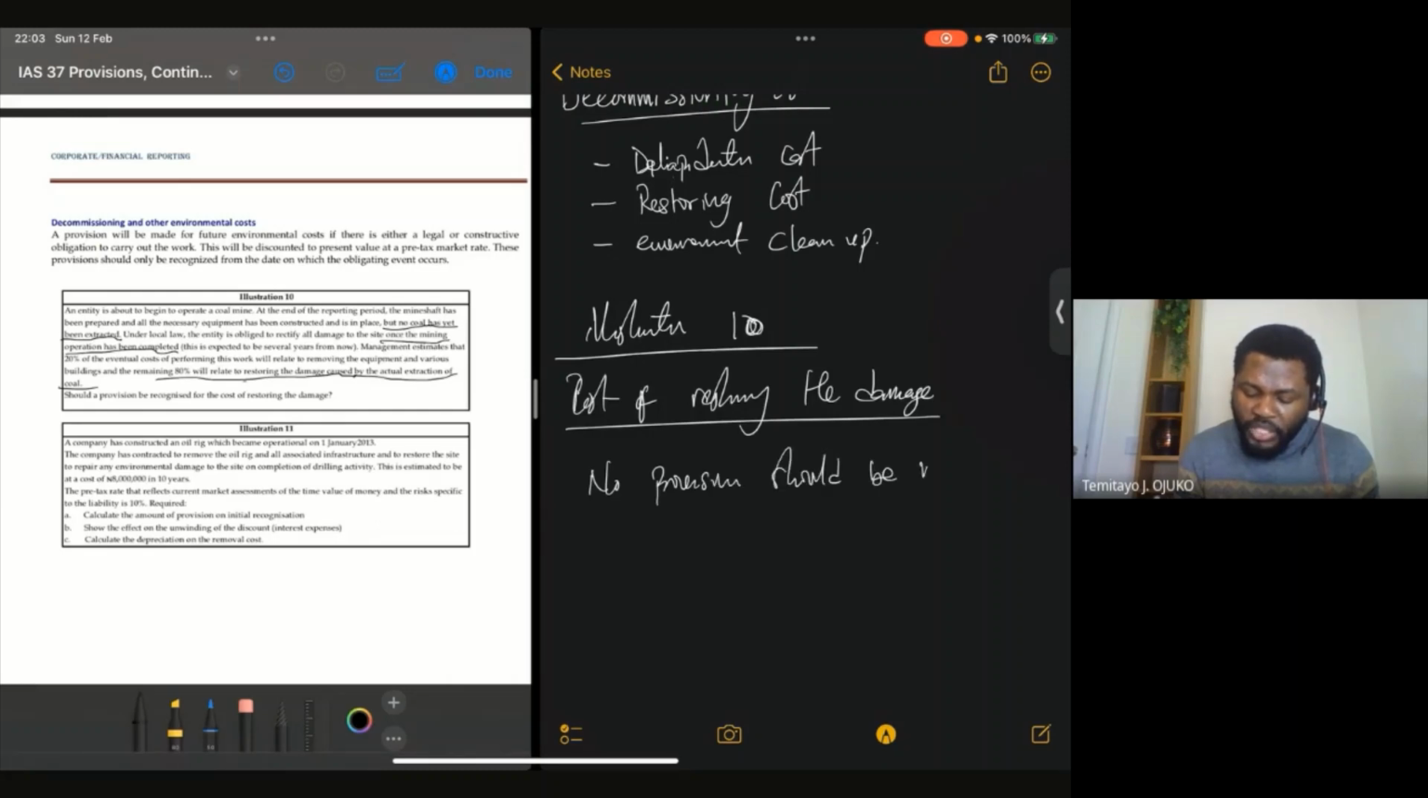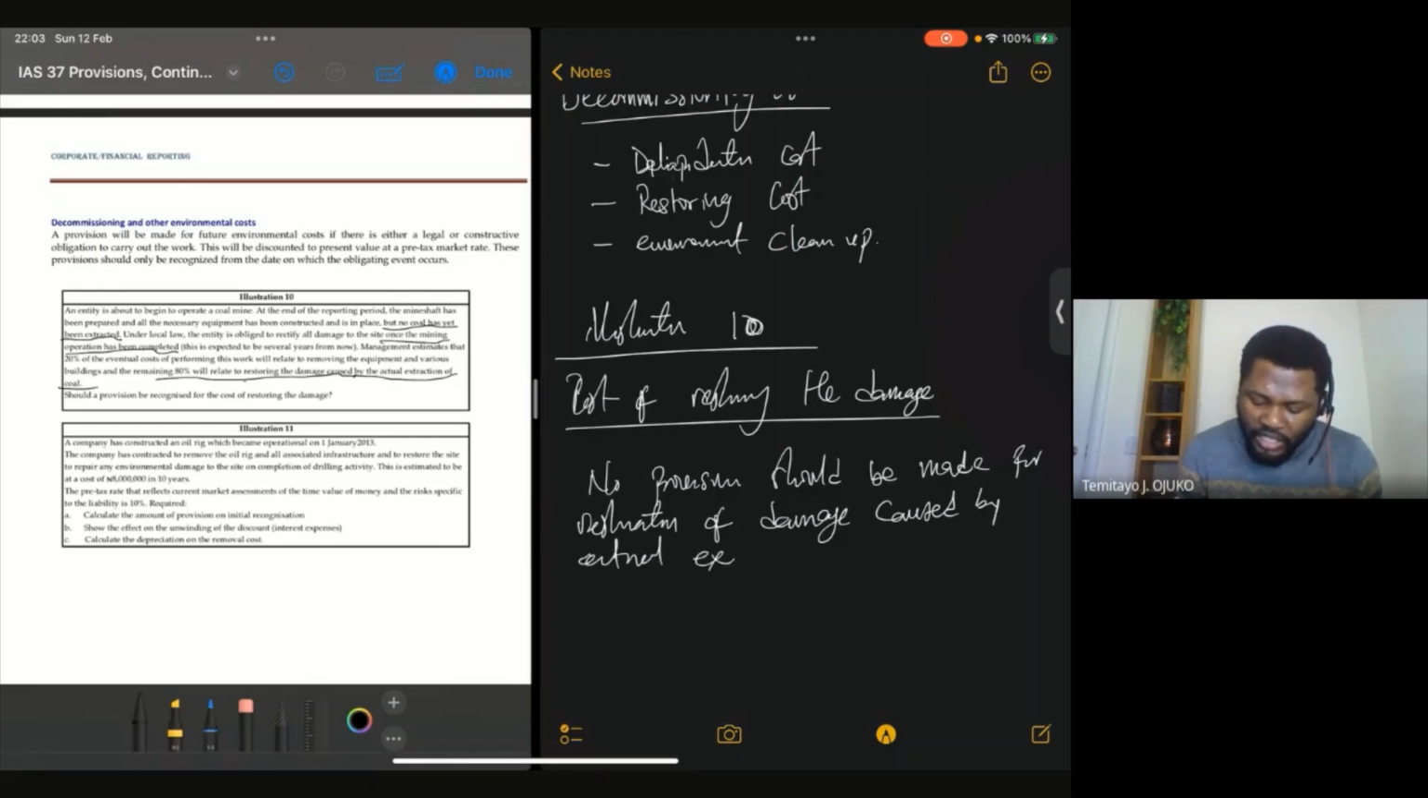should be made for restoration of damage caused by actual extraction of coal. That's it. Nothing. No provision. Why? Because the extraction has not started.